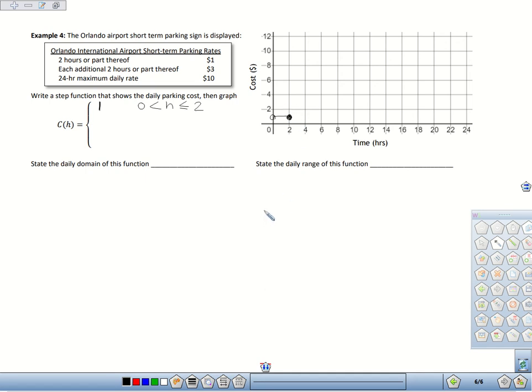So if you park for say 3 hours, how much are you going to pay? Well, you would pay $3 additional. So how much would you pay total? $4. So you'd pay $4 if you parked between 2 hours and 4 hours, because that's 2 additional hours. So that will look like this, from here to here.